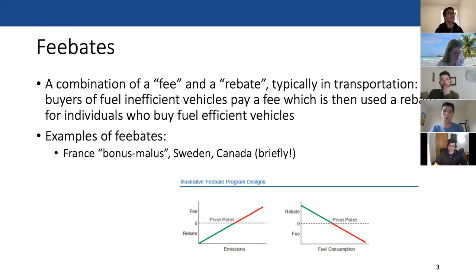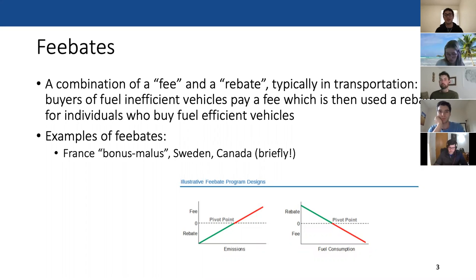So the first one is fee-based, kind of starting in an area where I do know a little bit about. This is the combination of a fee and a rebate, hence the fee-based, in the transportation realm where it's most discussed and most popular. The way this works is, if I buy a fuel inefficient vehicle, then I have to pay a fee, and that fee is used as the pot of money that goes as a rebate for people who buy fuel efficient vehicles.